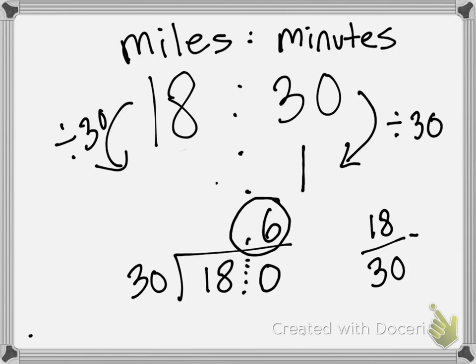What about this one? 18 over 30. Let's simplify that. What can we divide them both by? What can we divide both 18 and 30 by, Tyson? We can divide it by 3. Is there a better number we can divide it by, Fernando? 6. So we divide them both by 6. What's 18 divided by 6? Let me see your fingers. 3. What's 30 divided by 6? Let's see your fingers. 5.